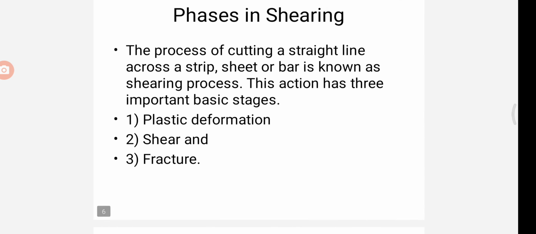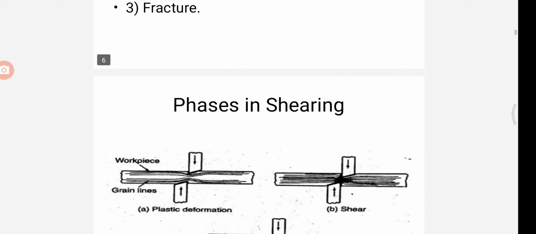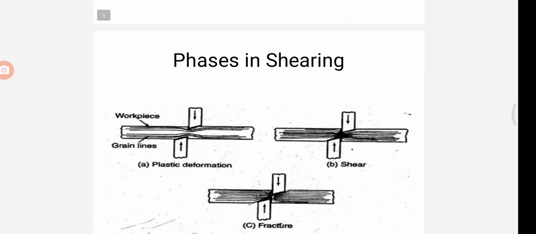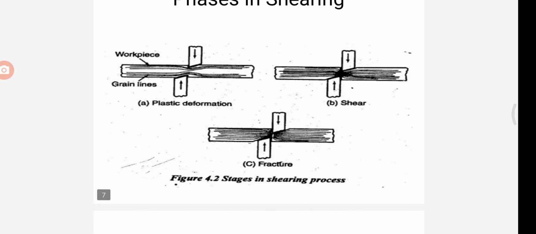So these are plastic deformation, shear and fracture. These are all stages in the shearing process.